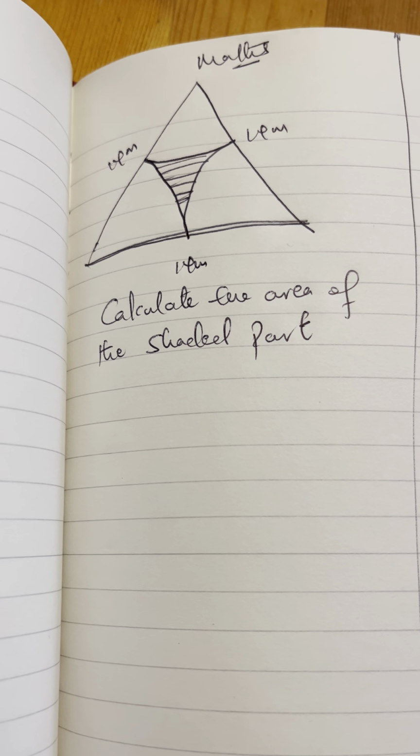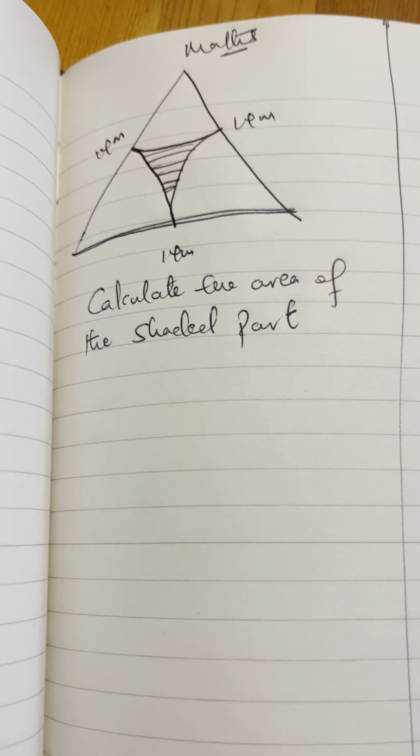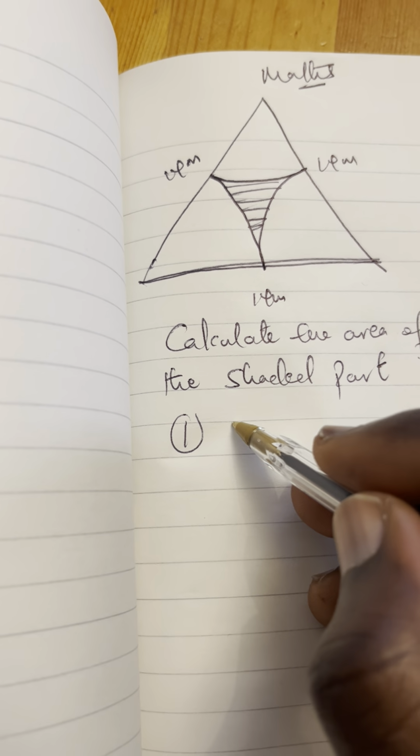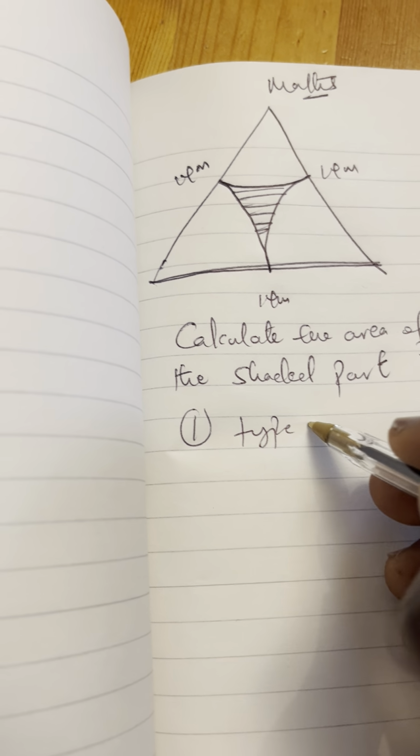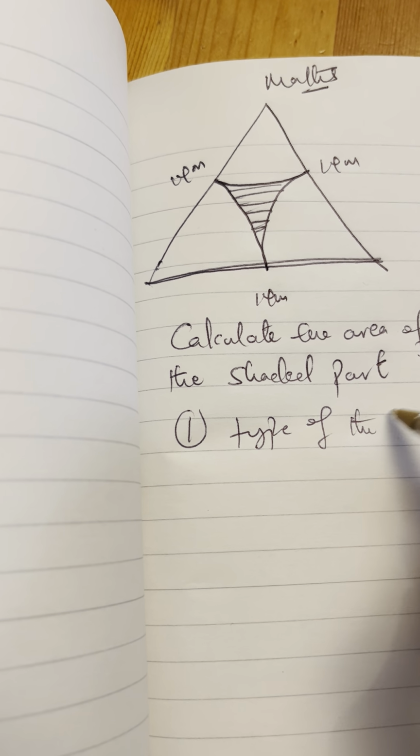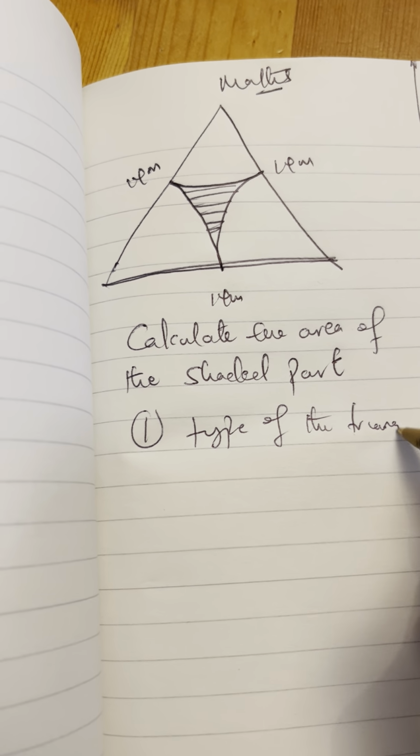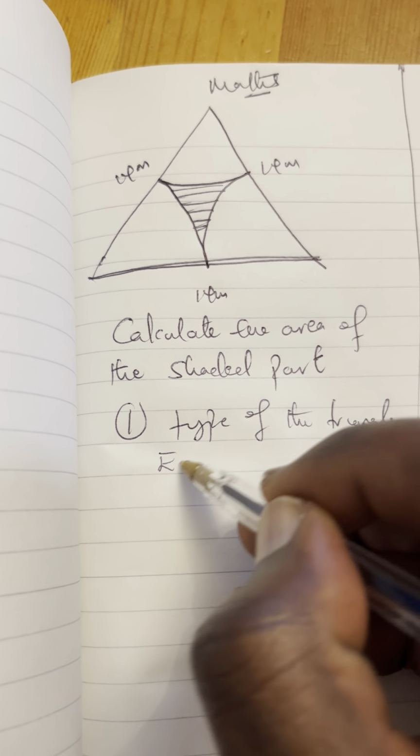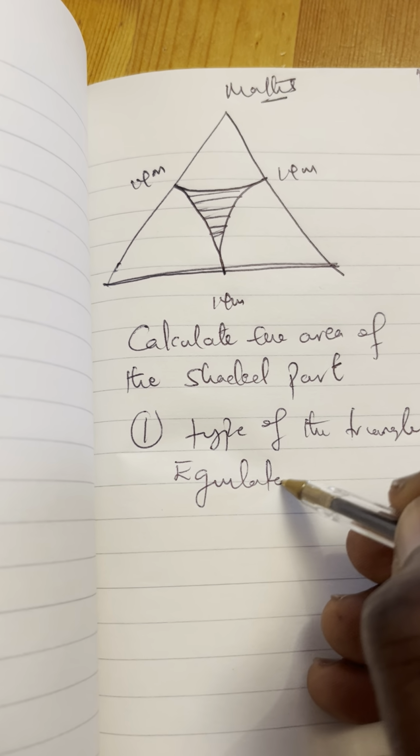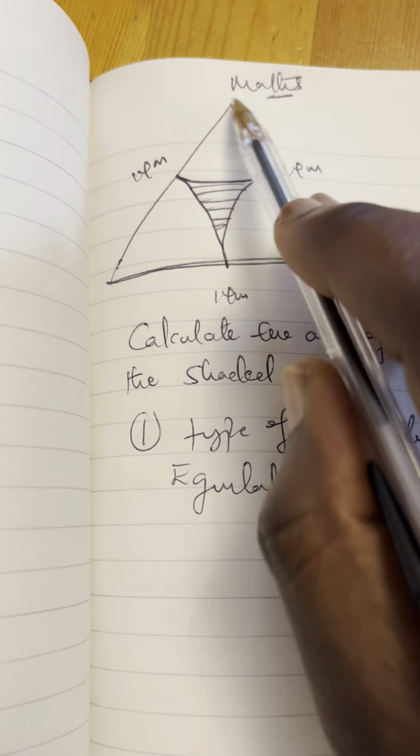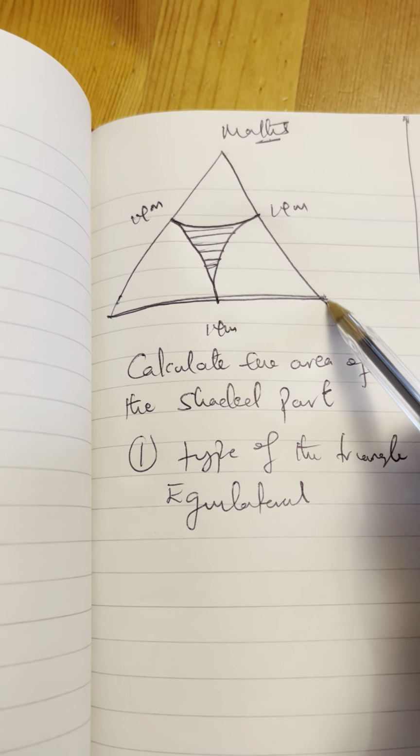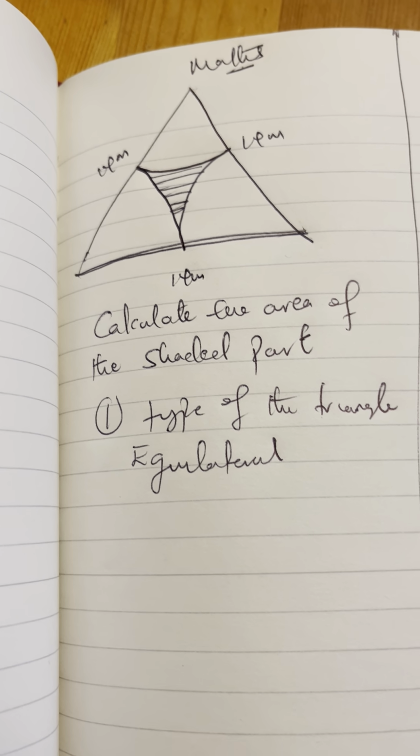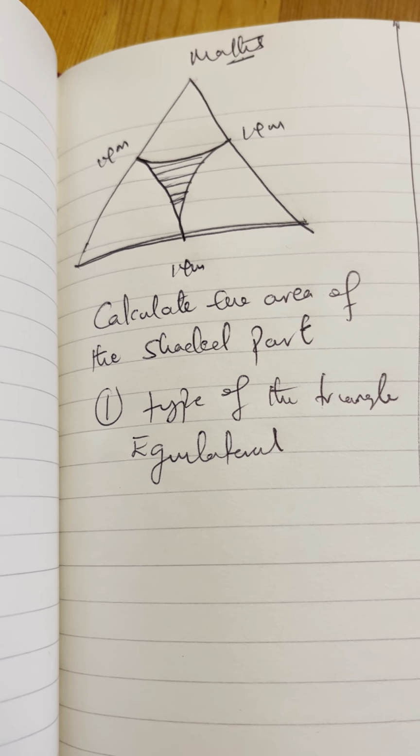three fundamental things you need to know for you to solve this question. Number one, you have to know the type of the triangle. If you look at it, the triangle given is actually equilateral. How did I know that it's equilateral? If you see, this is 40 meter here, this is 40 meter, and this is 40 meter. That is an equilateral triangle. An equilateral triangle has equal sides and equal angles.